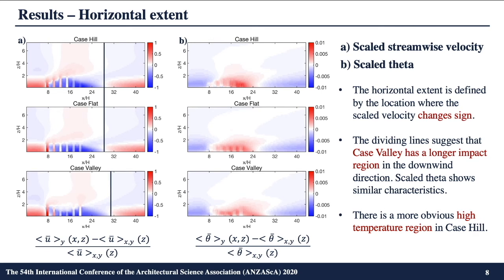Similarly, scaled temperature is also computed to analyze the influence in terms of heat, which shows similar characteristics. Another thing I want to point out here is that there is a more obvious high temperature region in Case Hill between the middle and the end of the urban area, since we impose the same heat flux boundary conditions for all the cases. And this feature may indicate that the ability of Case Hill to transport heat is not as good as the other two forms. It's only a conjecture and we will further explore it.